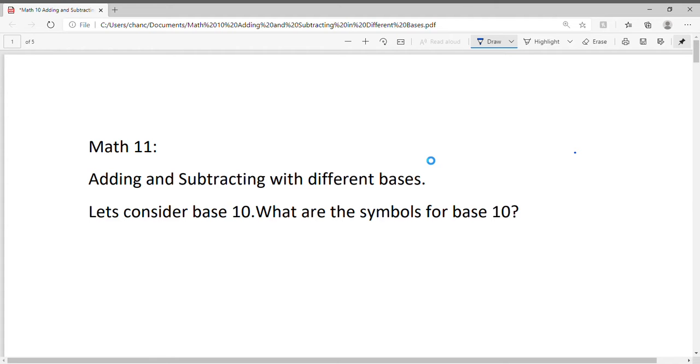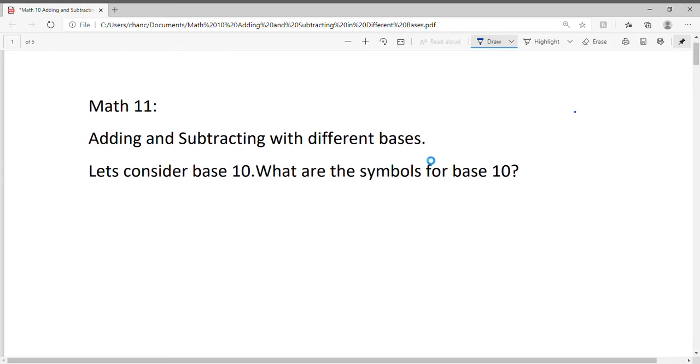In this section, we're going to be adding and subtracting numbers with different bases. But before we do that, let's consider base 10. That's the system we use in our daily lives. But what are the symbols of base 10?